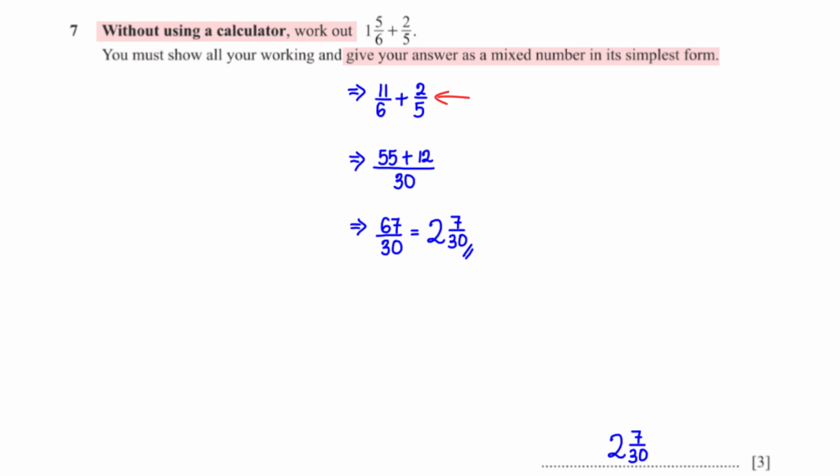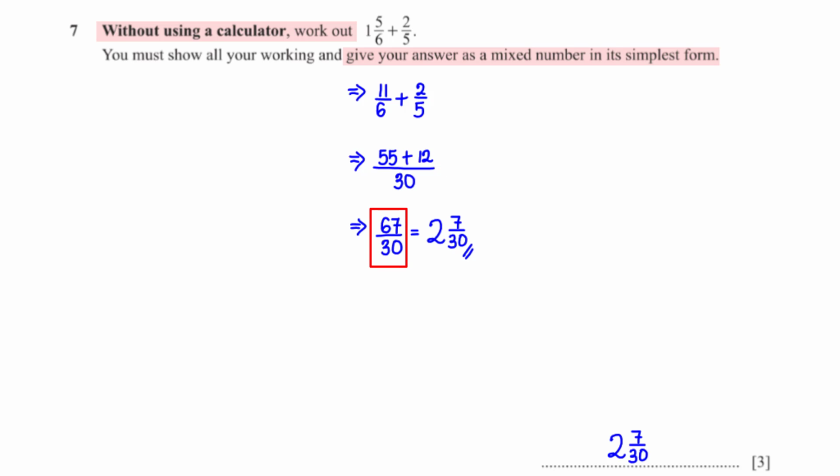The LCM of 6 and 5 is 30. For 11/6, since we multiply 6 by 5 to get 30, we also need to multiply 11 by 5, which is equal to 55. For 2/5, since we multiply 5 by 6 to get 30, we also need to multiply 2 by 6, which is equal to 12. 55 plus 12 is 67.